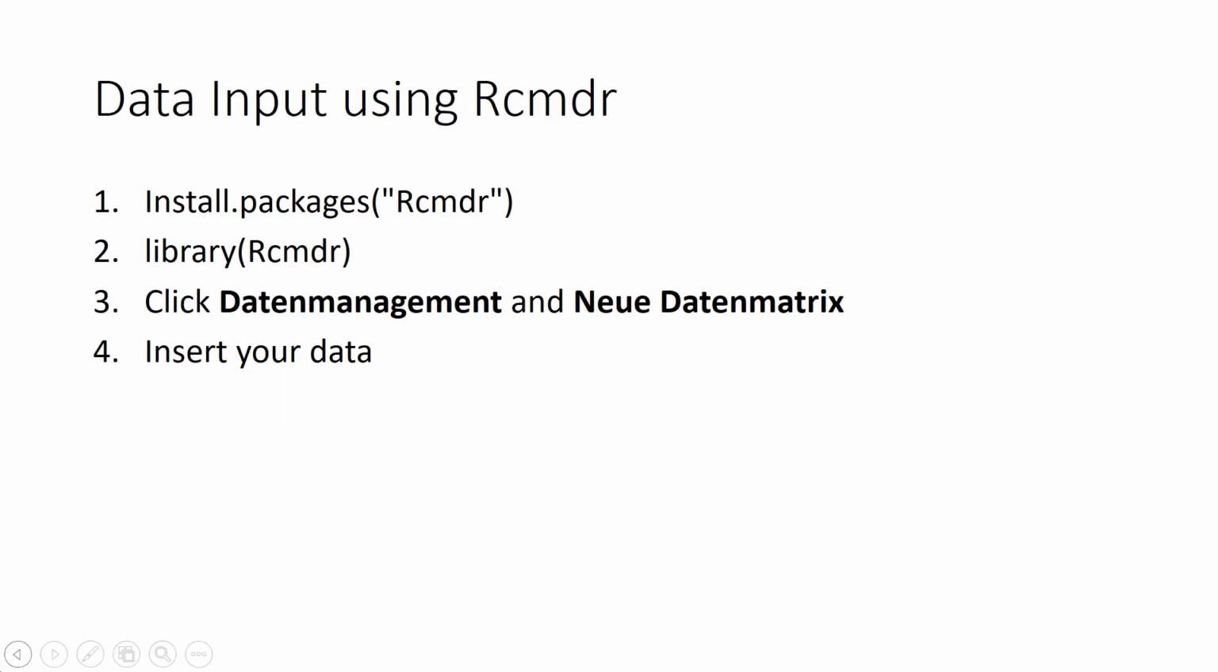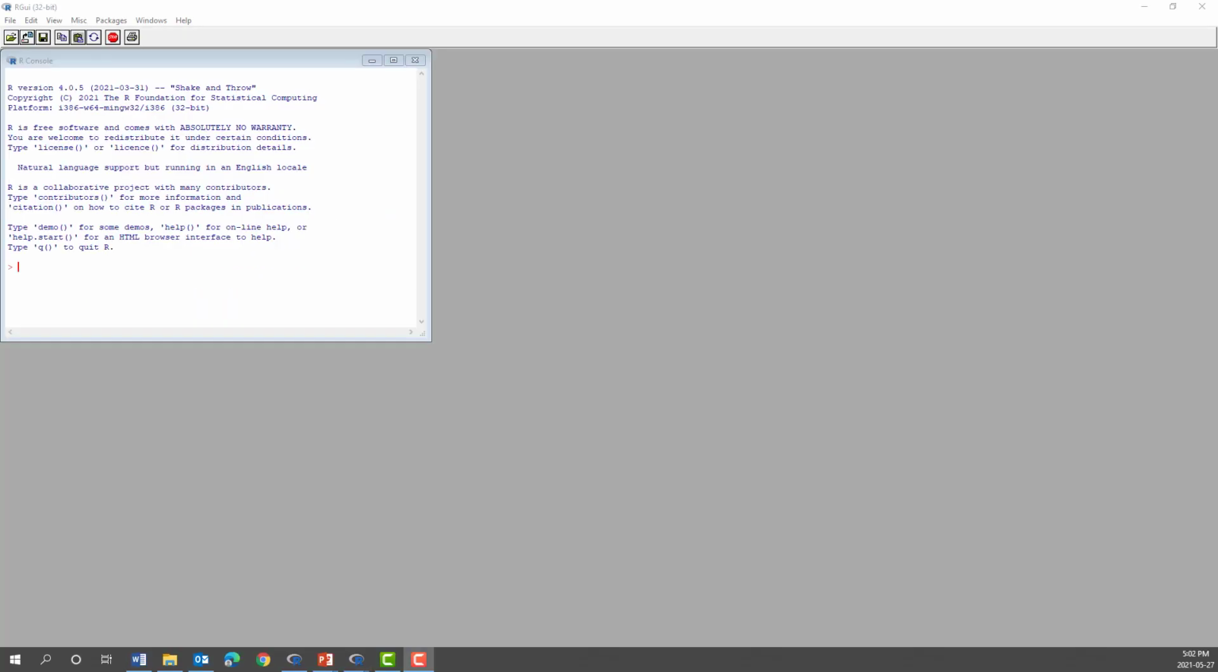Before you start your data input, please install an R program and also install a package called RCommander into your R. To activate a package, use the command called library and put RCommander in a bracket to do so. This is how R looks like.